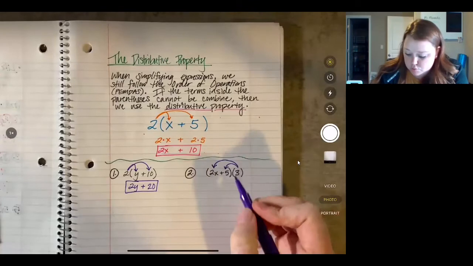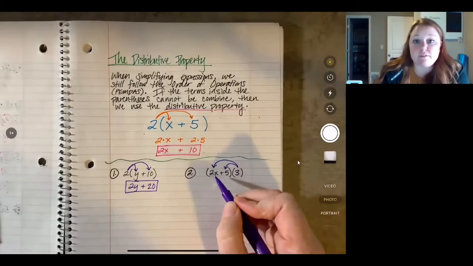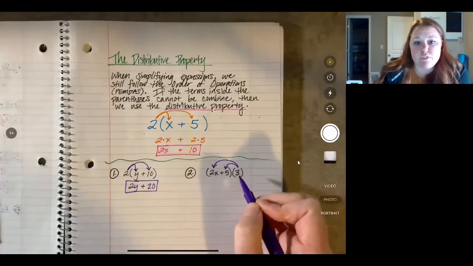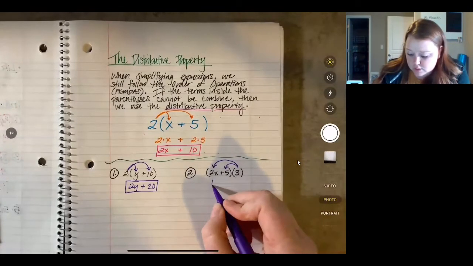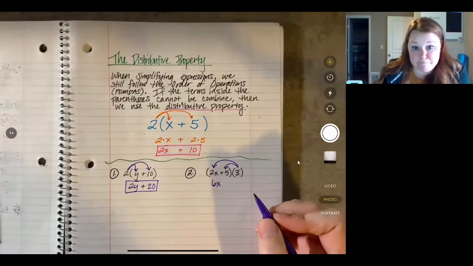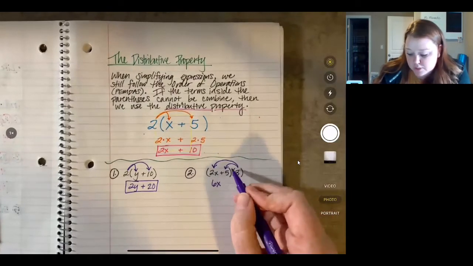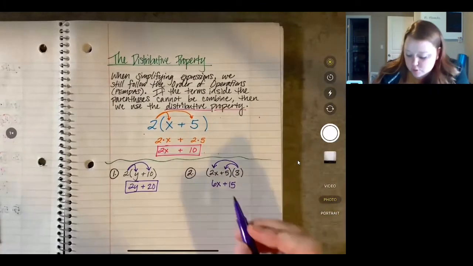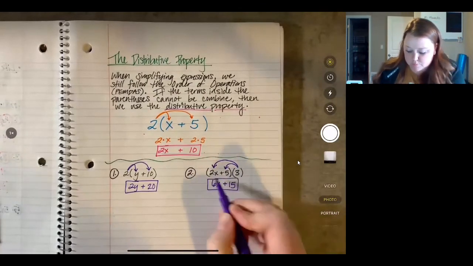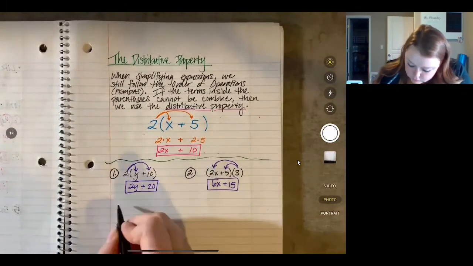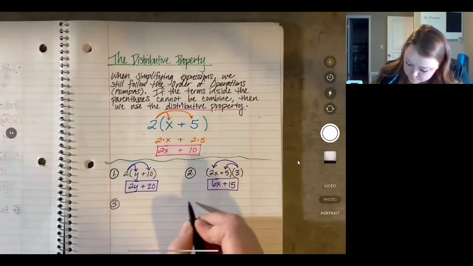Okay, so 3 times 2x. Some of you might be struggling with that. 3 times 2x. Well, 3 times 2 is 6. So 3 times 2x is 6x. Okay. 3 times positive 5 is positive 15. So I have 6x plus 15. Here's 3 and 4.